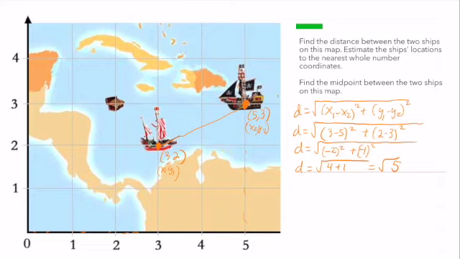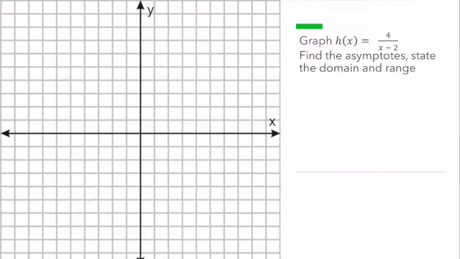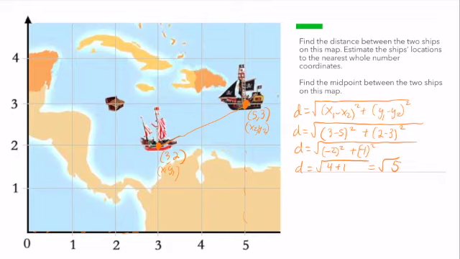5. And you can leave it like that, or you can plug it into your calculator and get an irrational number. I mean, this is an irrational number. Okay. Next I want to find out the midpoint.